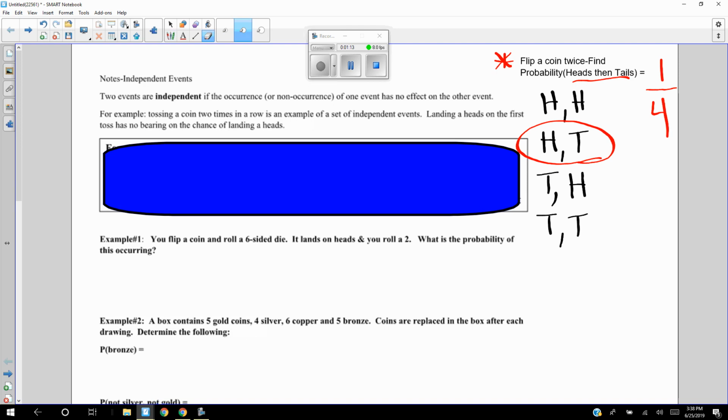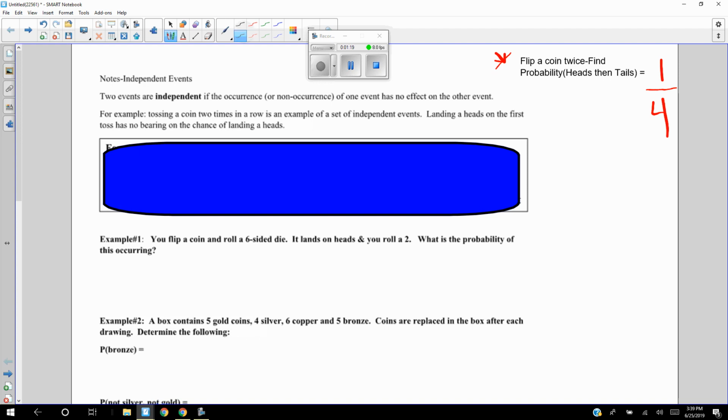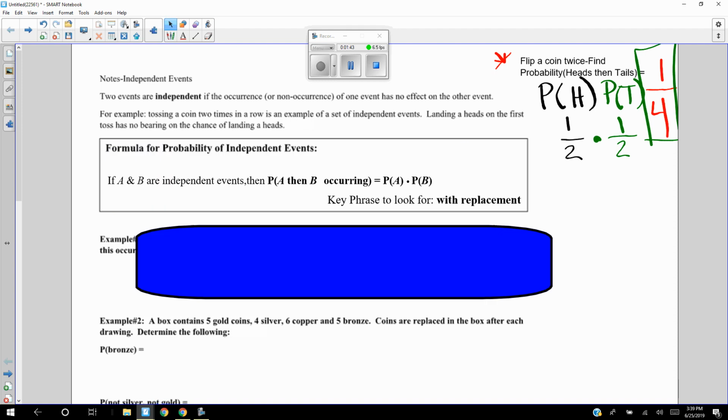The way we would do this with a formula is, well, we would take the probability of that first event. What's the probability of getting a heads in that first event? Well, it's a 1 out of 2 chance. And then what's the probability of that second event of getting a tails? Well, it hasn't changed. It's still a 1 out of 2 chance. And if we multiply these 2 probabilities, either way, we get 1 out of 4. But the formula is the shortcut way.